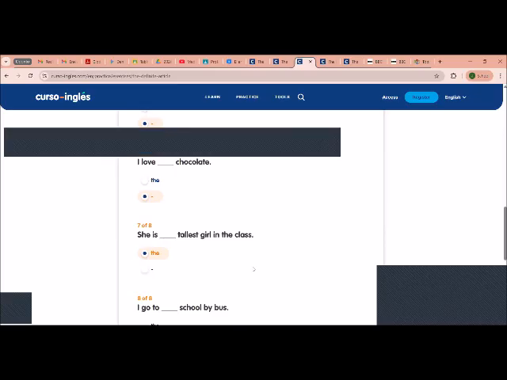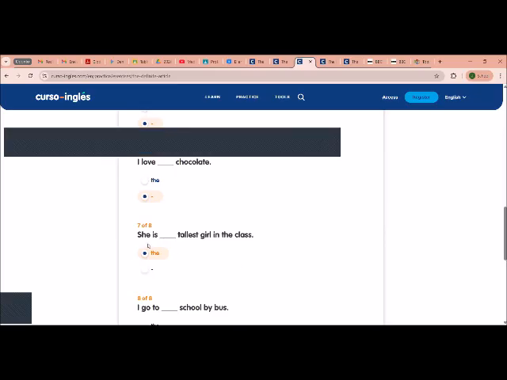All right, practice with me again, Jimena. She is the tallest. She is the tallest girl in the class. Good. All right.